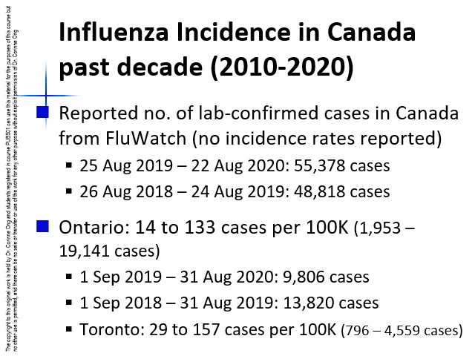In Toronto, the incidence rate of influenza in the past decade ranged from 29 to 157 cases per 100,000, so it is slightly higher than the provincial average. This corresponds to between 790 and 5,000 cases a year.